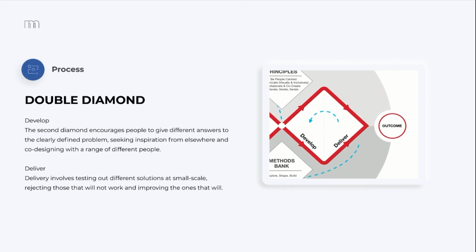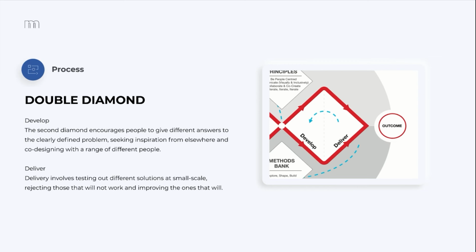The develop stage. The second diamond encourages people to give different answers to the problem, seeking inspiration from elsewhere and co-designing with a range of different people. The delivery involves testing out different solutions at a small scale, rejecting those that will not work and improving the ones that will.